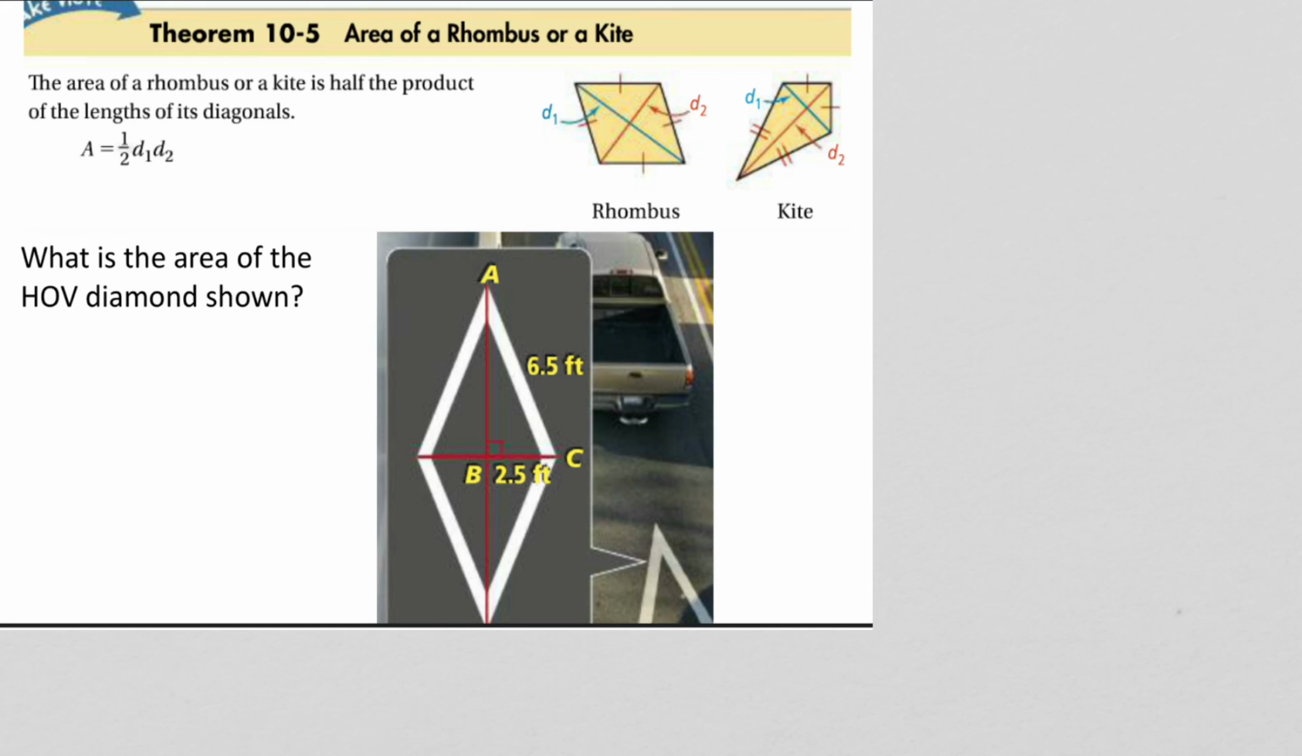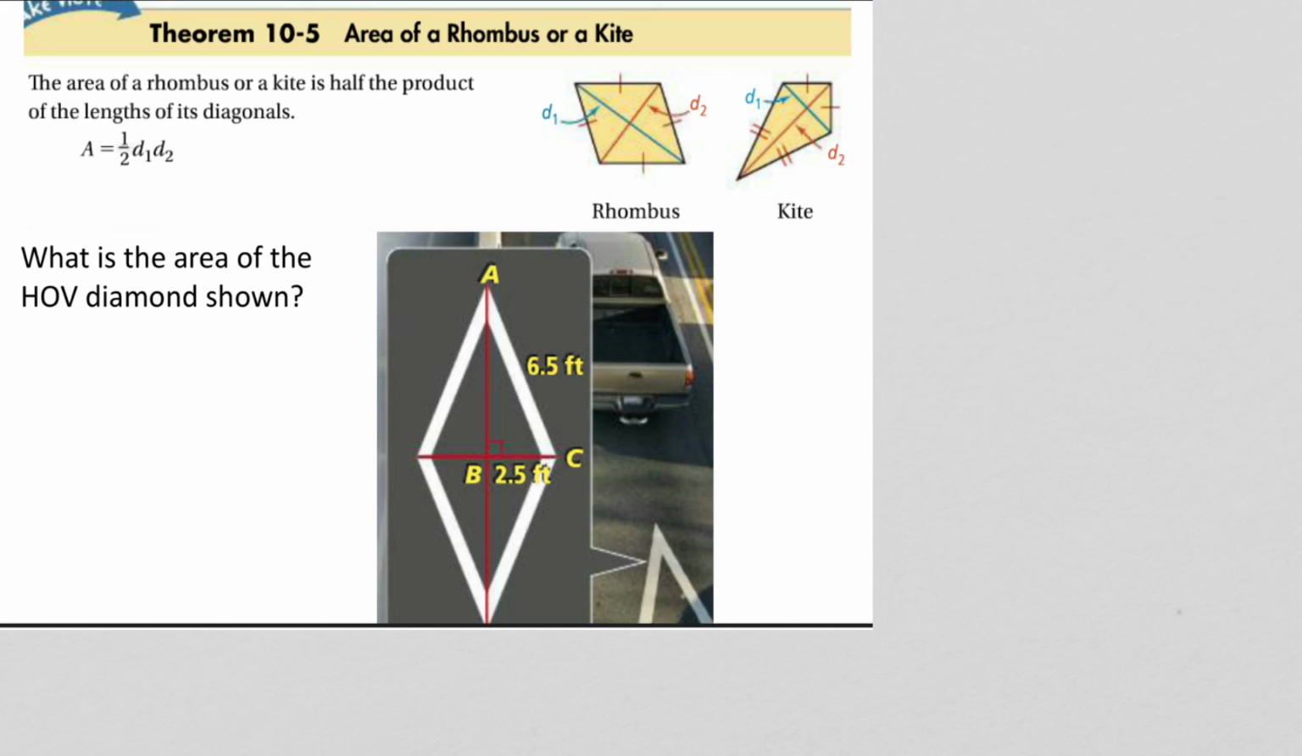Here it is from the textbook. You can see there visually. Both for the kite and the rhombus, it's the same thing. Diagonal 1 times diagonal 2 divided in half. And let's try this problem here. It says, what is the area of this HOV diamond below?